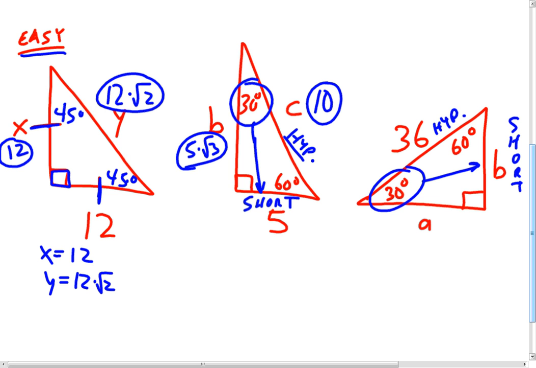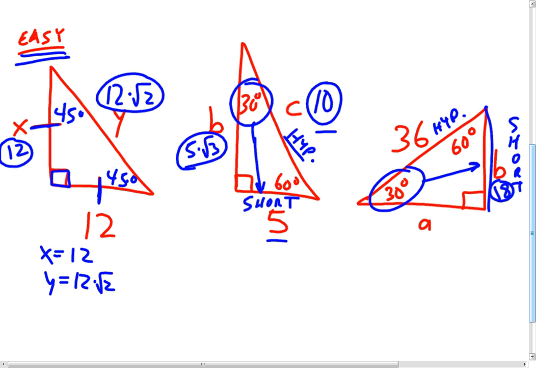Do I know the short side this time? No, but I do know the hypotenuse, which means it's still easy, because what did we say the relationship is between the hypotenuse and the short side? So what will the short side be in this case? 18. Remember, the hypotenuse is larger, so you're either multiplying by 2 to get the hypotenuse, or you're dividing by 2 to get to the short side. Make sense?